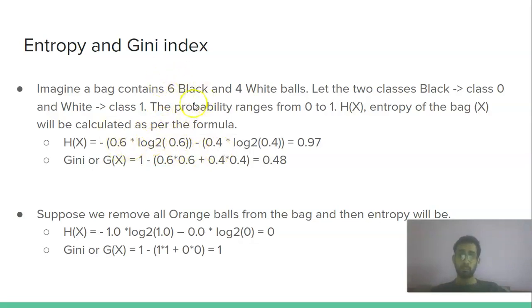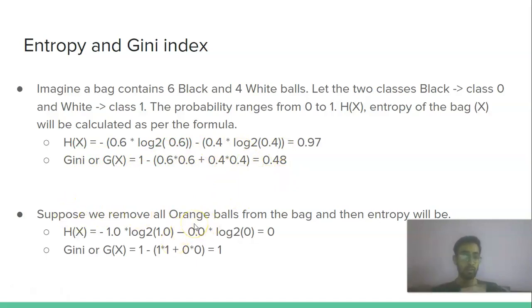So the probability of a black ball is 0.6, which is 6 by 10, and white is 0.4. So it is negative of 0.6 log 2 of 0.6 plus 0.4 log 2 of 0.4, and it comes around 0.97. Whereas Gini in this case is 1 minus the sum of the squares of 0.6 and 0.4, which is 0.48.